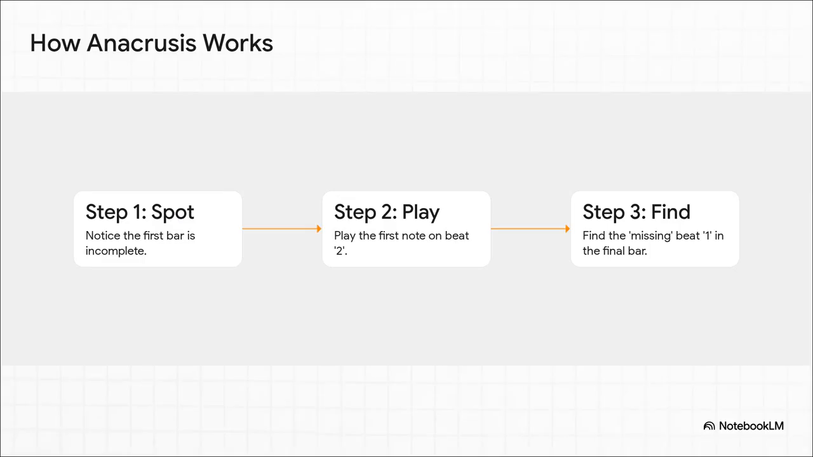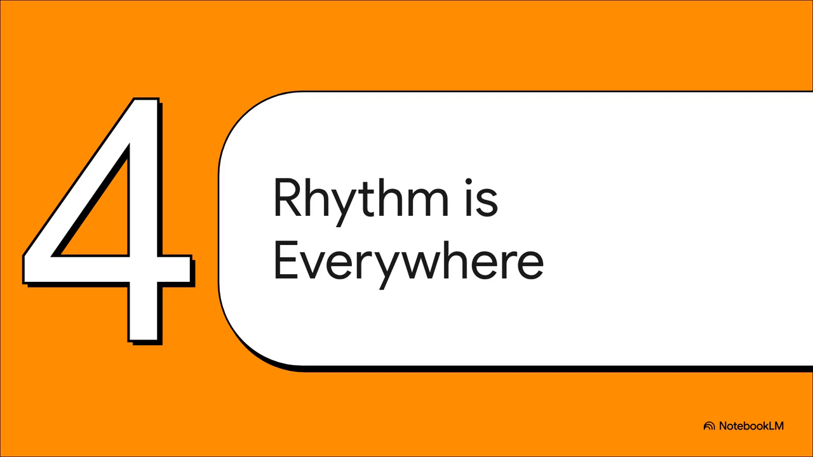So how in the world does this work? It's actually like a clever little bit of math. First, you spot that the first bar doesn't have all its beats. Second, you just play that first note as a pickup on beat 2. And then here's the cool part. That missing beat from the very beginning gets added back in at the very end of the song, so everything balances out perfectly.